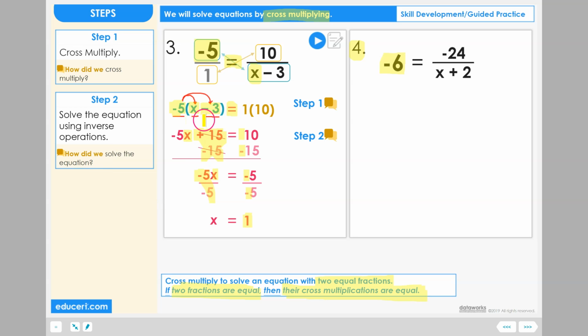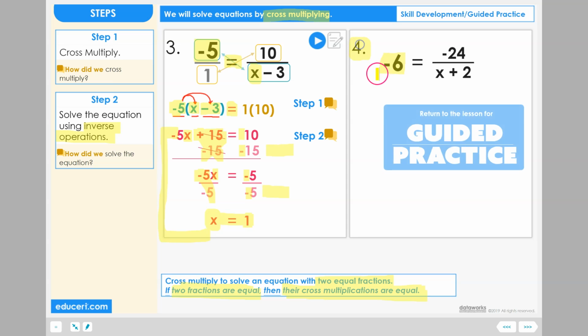After cross-multiplying, we finished solving the equation by using inverse operations to get the x variable all alone. The two inverse operations were subtracting 15 from both sides and then dividing by -5 on both sides, and that got the variable x all alone, and the solution was x equals 1. You are now ready to solve equation number 4 by cross-multiplying.